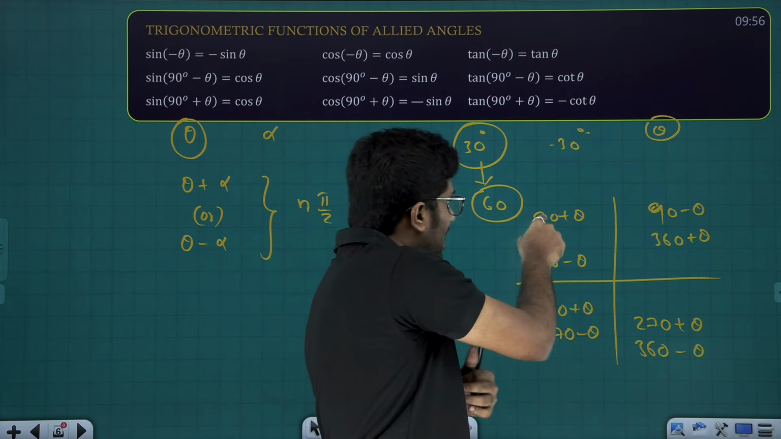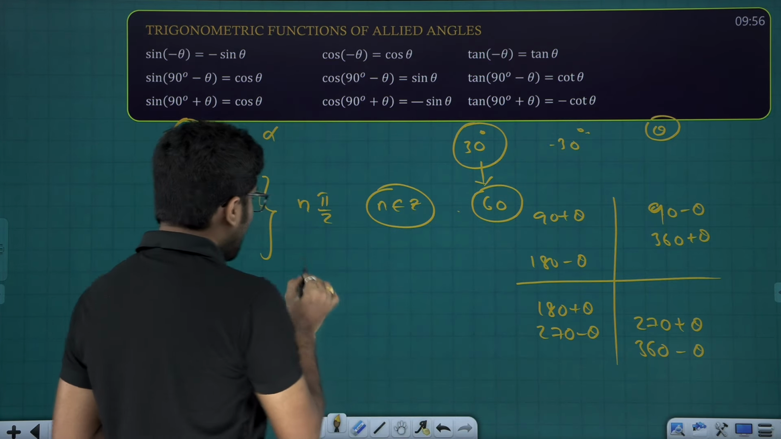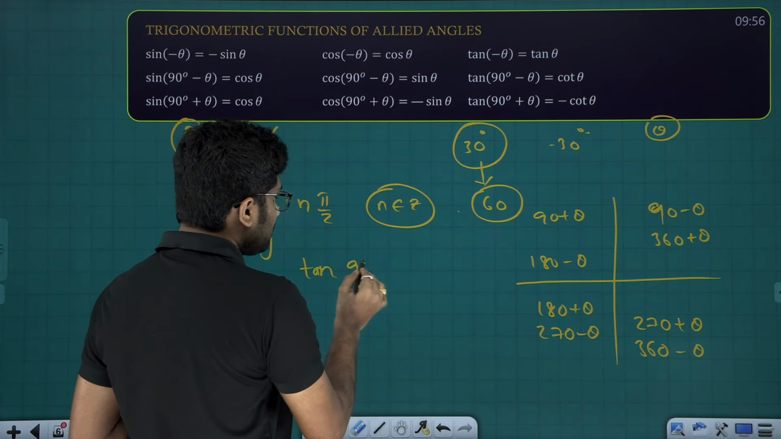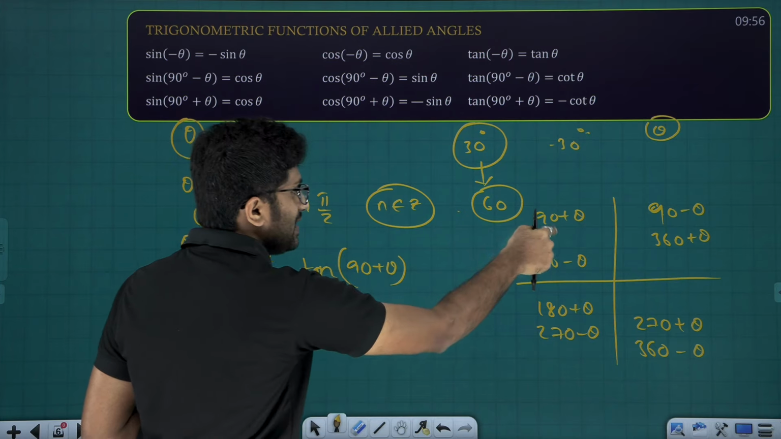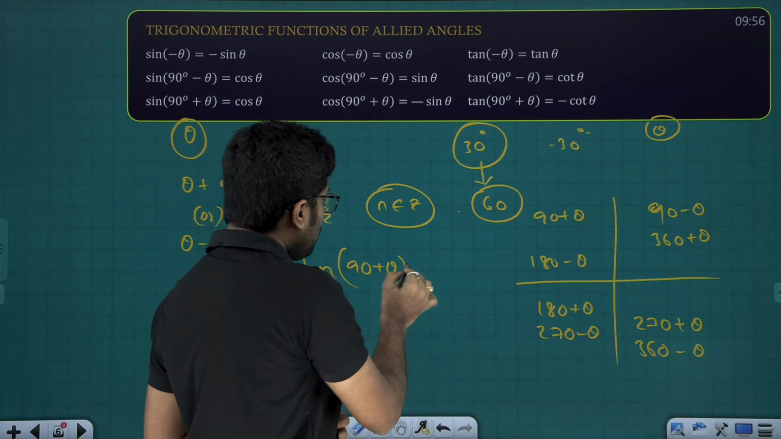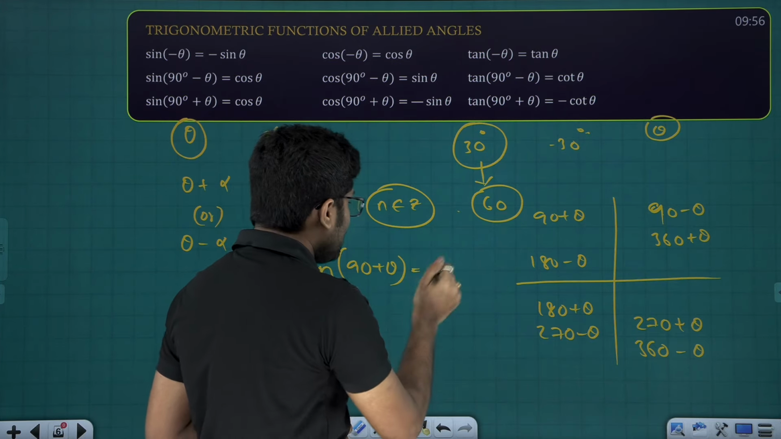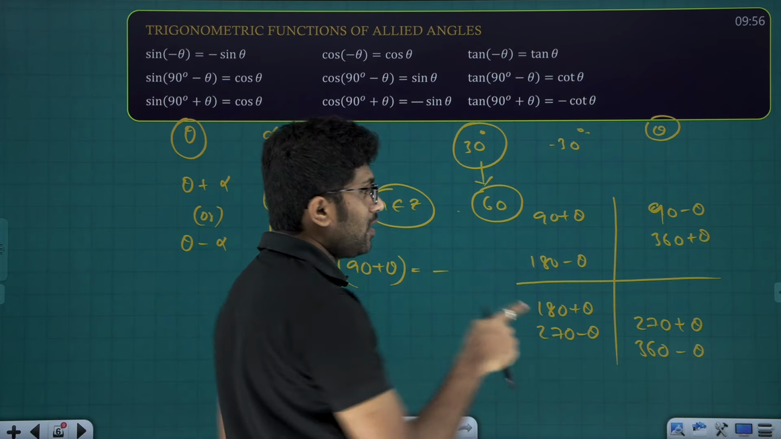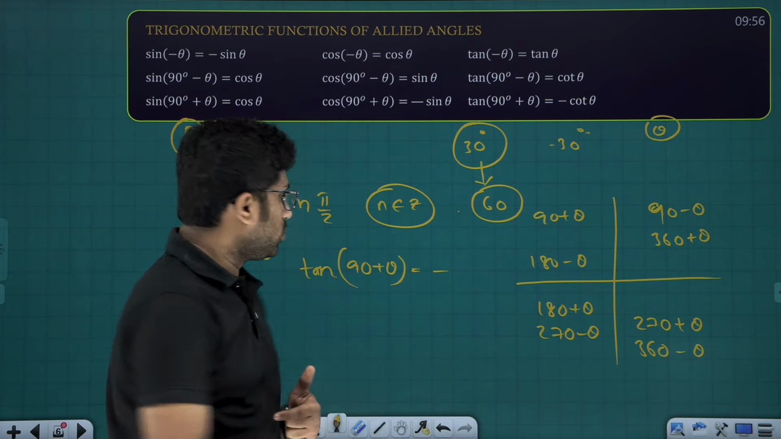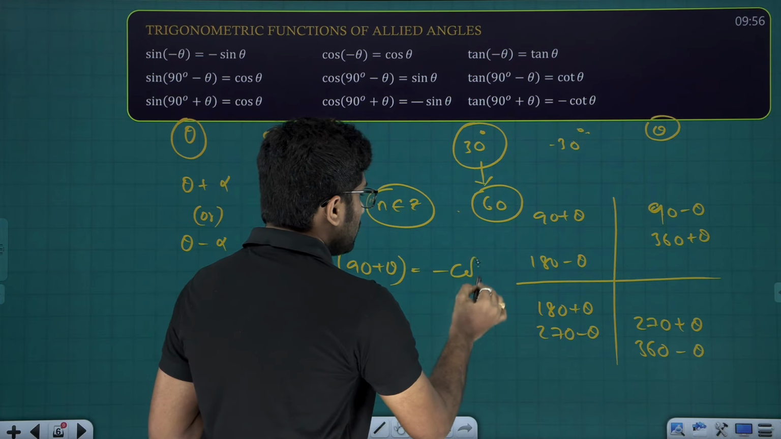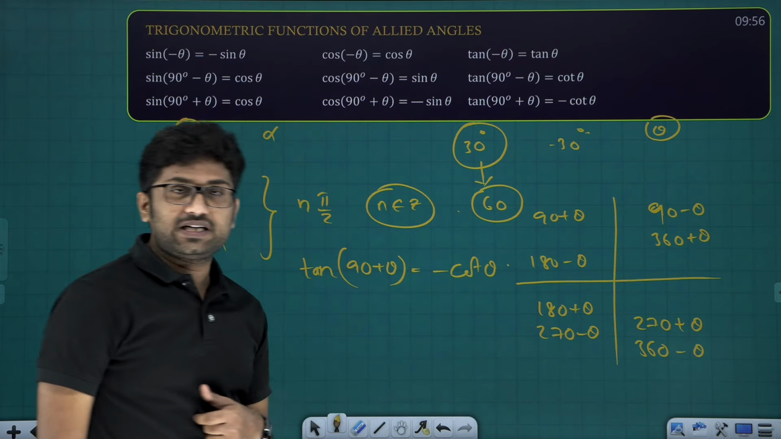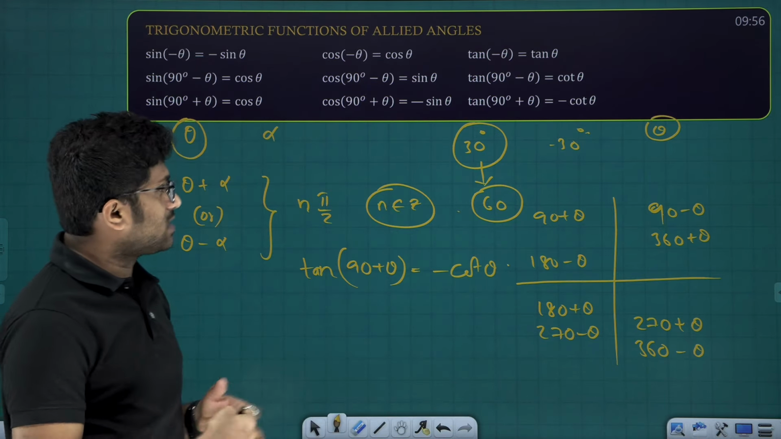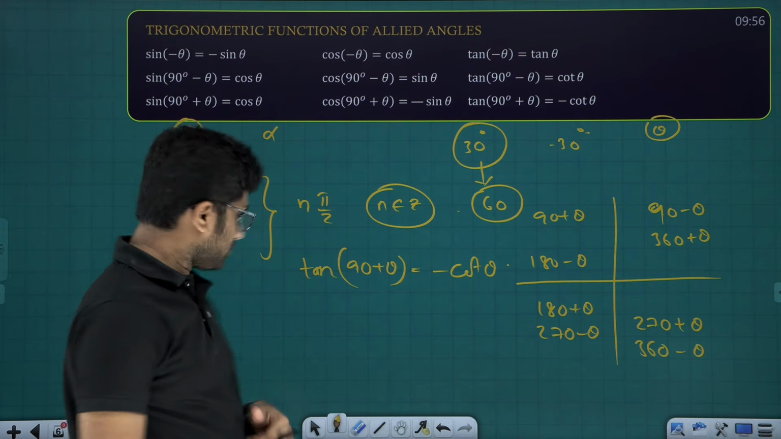Whereas tan of 90 plus theta: 90 plus theta is in the second quadrant. In the second quadrant, tan is negative, so we put minus. Now for 90, that is an odd multiple of 90, tan changes to cot. So tan of 90 plus theta will be minus cot theta. That's how we get the remaining also.